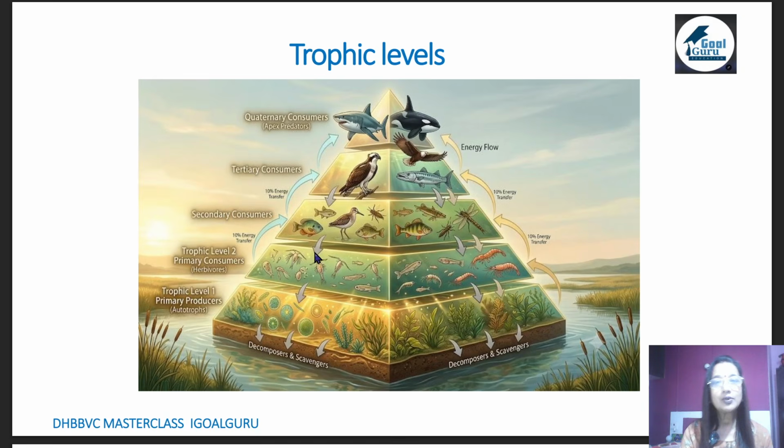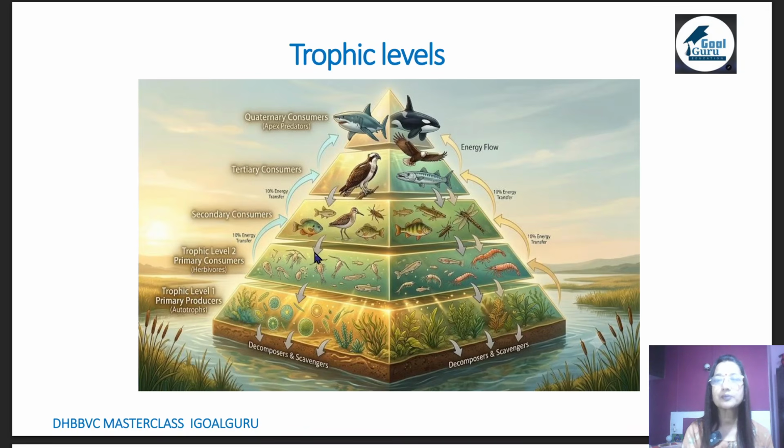Okay. So now let's move on to the next topic, that is the trophic levels. See, here just check out. We come to one of the most important concepts in ecology, that is the trophic level. The word trophic, what is the meaning of this? The word trophic means nourishment. It is a Greek word which means nourishment or feeding. Now, every step in the food chain is called a trophic level.